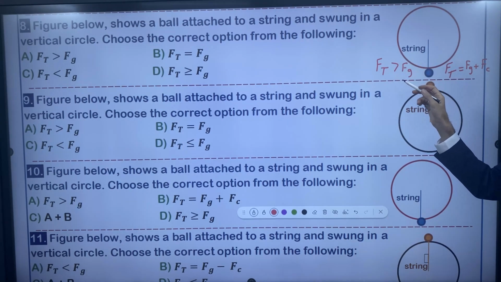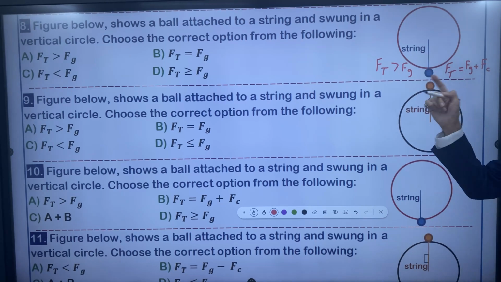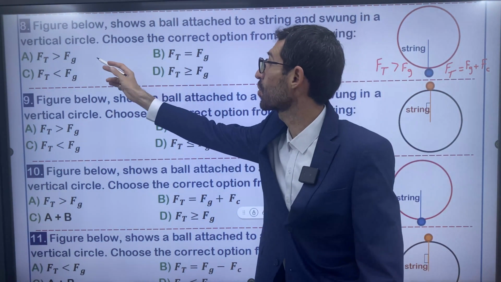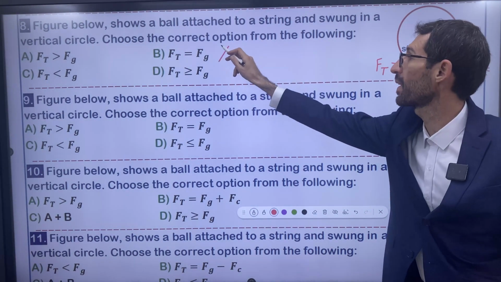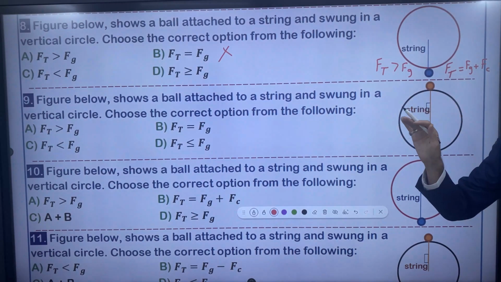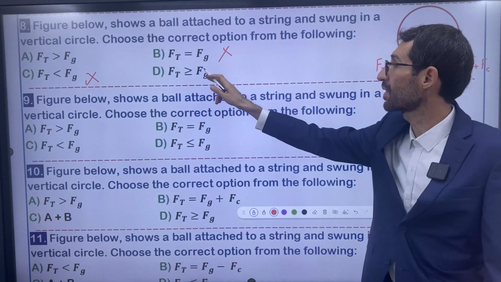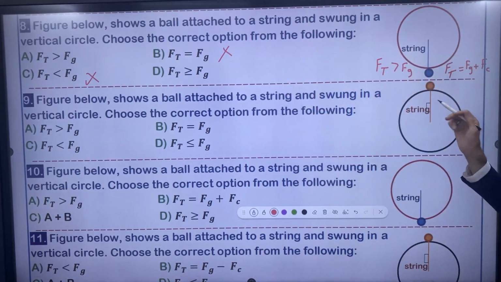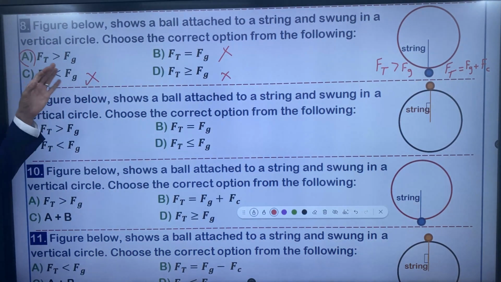We have an inequality and we have an equation. Ft is greater than Fg at the bottom, and at the bottom, Ft is equal to Fg plus Fc as well. So which option is true? A, Ft is greater than Fg. Right. B, Ft is equal to Fg. We don't believe it. It's not true. C, Ft is less than Fg. No, it does not happen here. D, Ft is greater than and equal to Fg. No. So the only answer is A. Ft is greater than Fg.